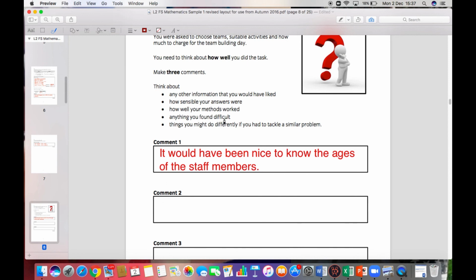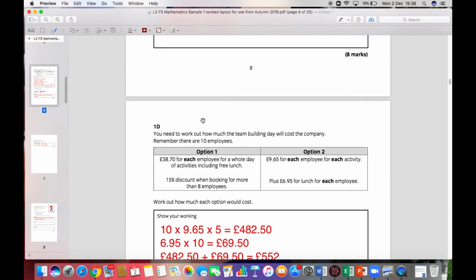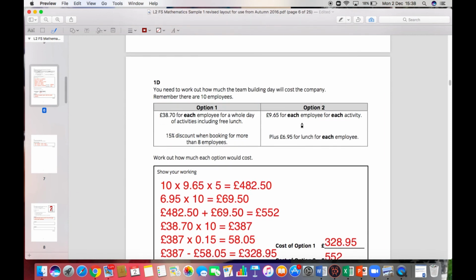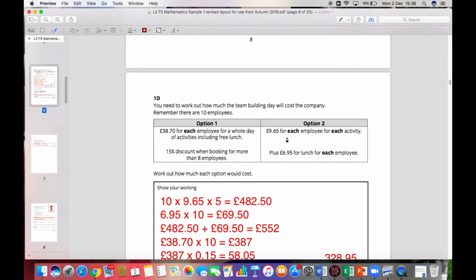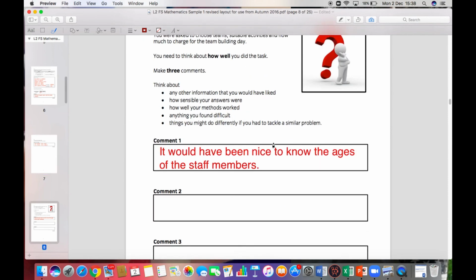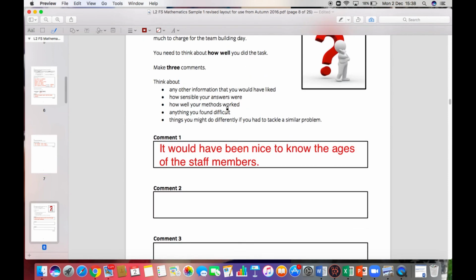So again, anything you found difficult. You could suggest that you found it difficult to work out which option to choose for the actual day, because of the very big difference in options. Was there more information that we could have had to suggest that we should have chosen option 2? I mean, why is option 2 more expensive when it's exactly the same thing that we're getting? I find that strange. So it's just thinking about things like that, and you can put in there how well your methods worked. You can see that my methods worked really well. I was able to use different types of methods to work out percentages, anything like that that you can think to put in there. Alright, I won't write all of them in.